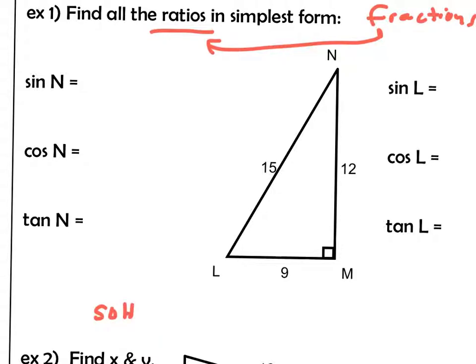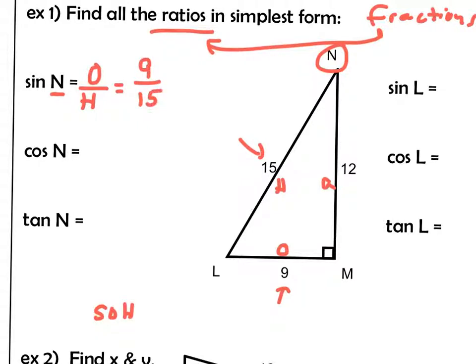So let's do the sines. So the sine of n, I'm starting with this angle as my reference angle. So this is my hypotenuse always, this is my opposite, and this is my adjacent. So sine is opposite over hypotenuse. So the fraction I'm going to use is the length of the opposite, which is 9, and the hypotenuse, which is 15. So 9/15. If you think you got the hang of it, feel free to pause the video. If you need a little explanation, I'll move on.